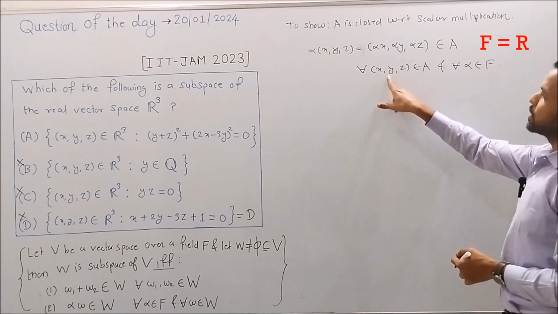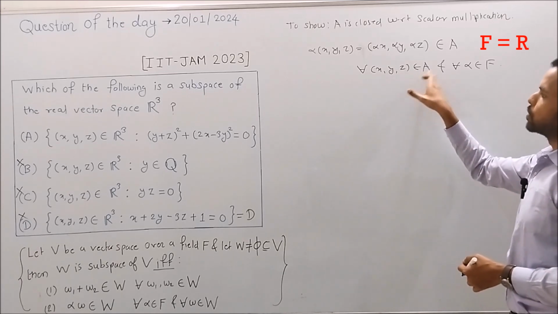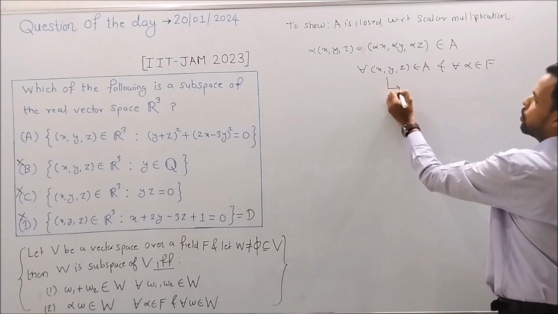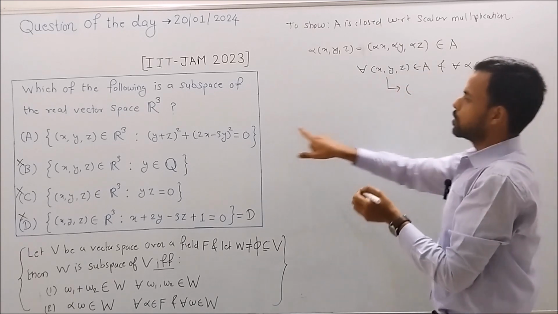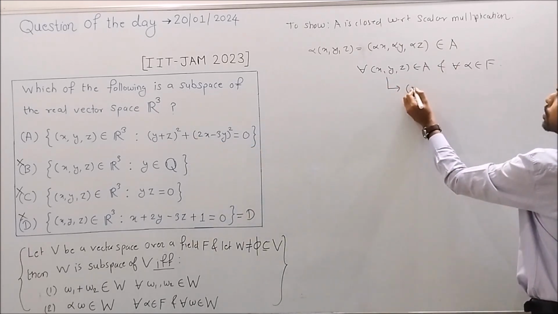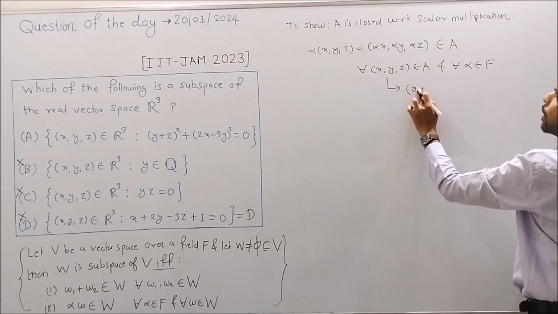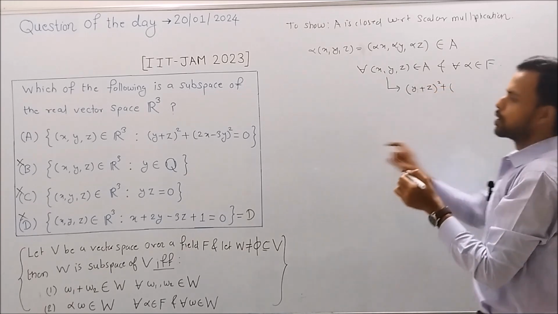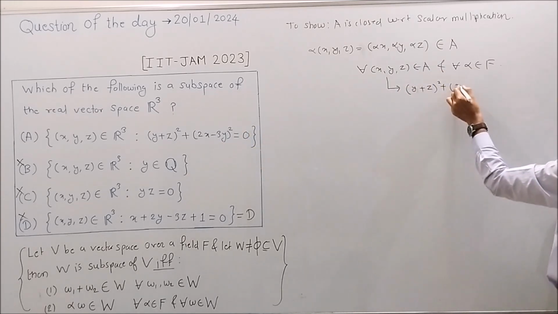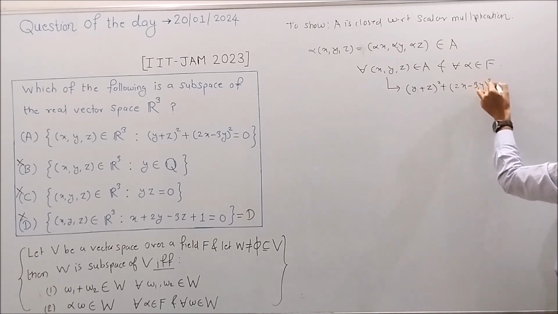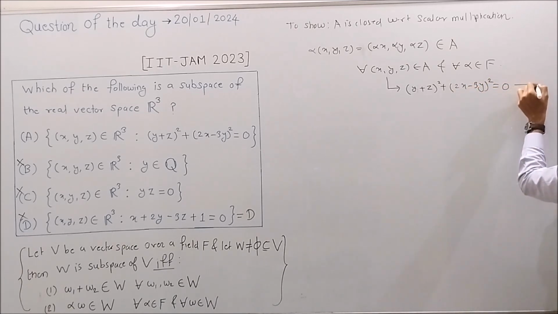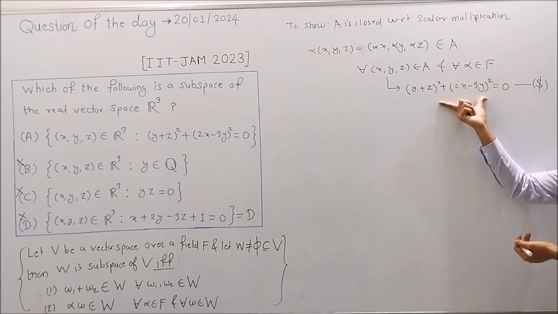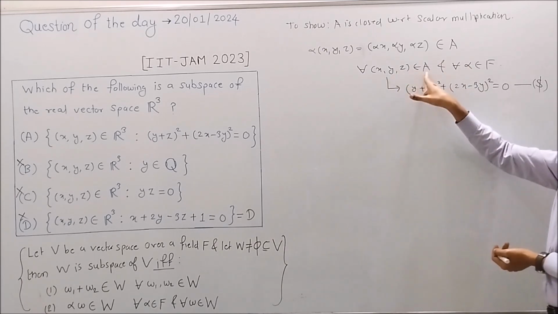Now, as this triplet (x, y, z) belongs to A, this triplet must satisfy this condition. So from this we have this element belongs to A, so this element must satisfy this condition, that is (y plus z) whole square plus (2x minus 3y) whole square equals 0. Give this as equation star. Okay.